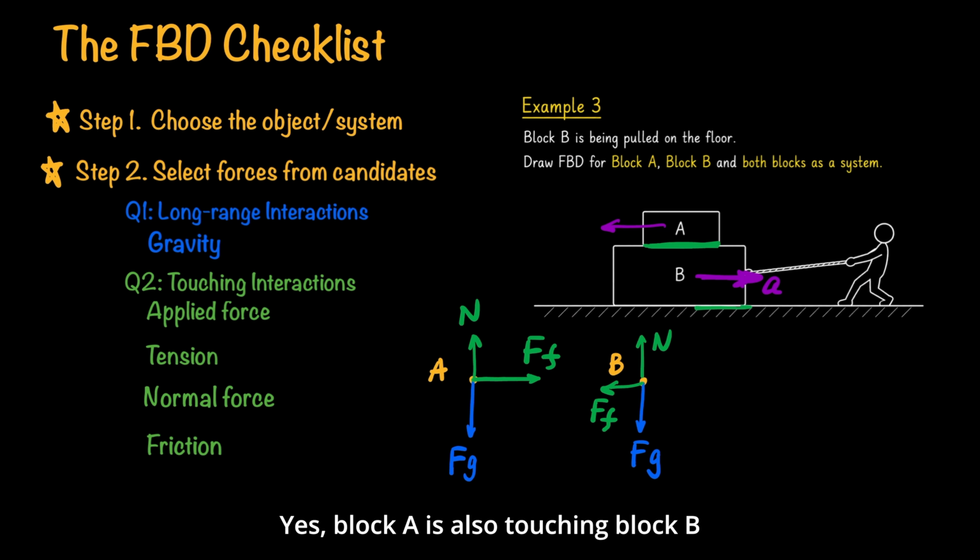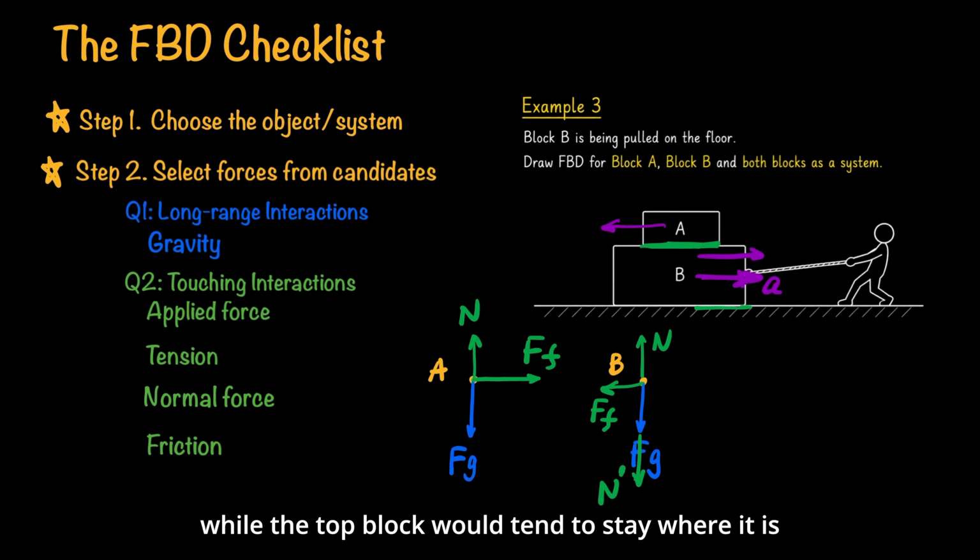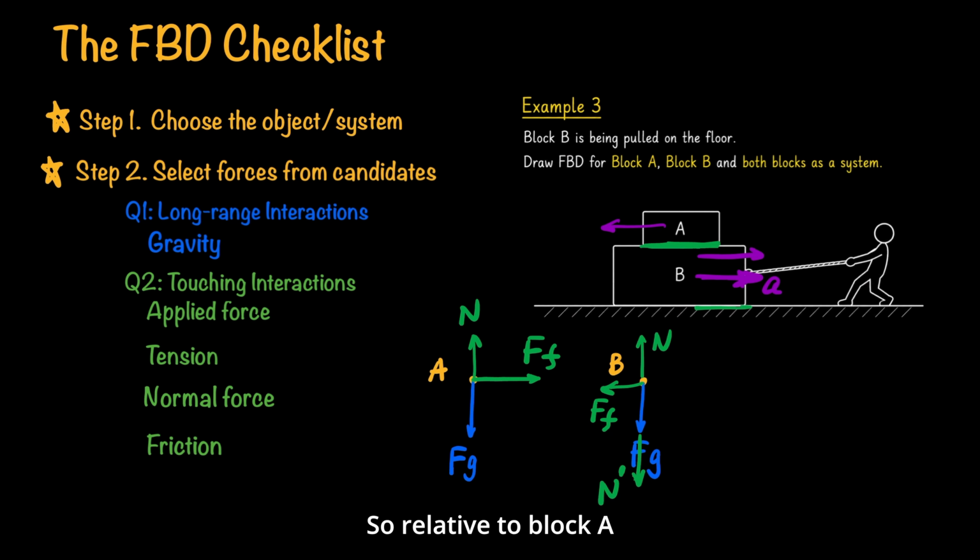Yes, block A is also touching block B. Block A is pressing down on block B, so I'll draw another normal force. Notice that this one points downward because it's coming from the block above. And this same contact between block A and block B also makes friction a force candidate. Now let's determine its direction. Imagine the friction between the two blocks suddenly disappears. The bottom block would move forward, while the top block would tend to stay where it is. So relative to block A, block B would slide forward. And to oppose that relative motion, the friction force for block B points to the left.